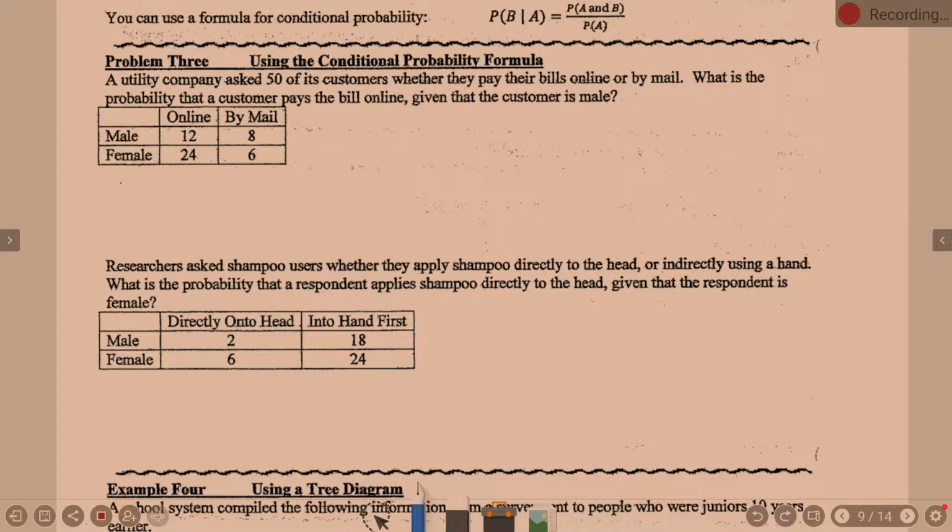A utility company asked 50 of its customers whether they pay their bills online or by mail. What is the probability that a customer pays the bill online given the customer is male? I'm not sure what male really has to do with it here, but obviously that's how they have it broken down. So what is this problem asking us? The probability that they pay the bill online given that the customer is male. That's what they're asking us.